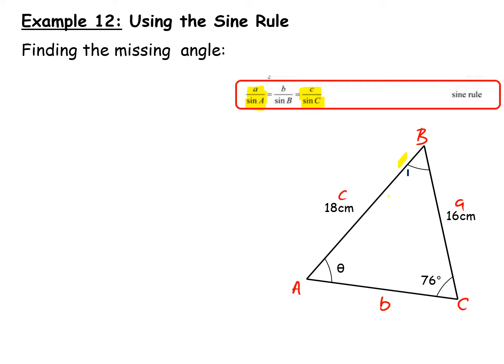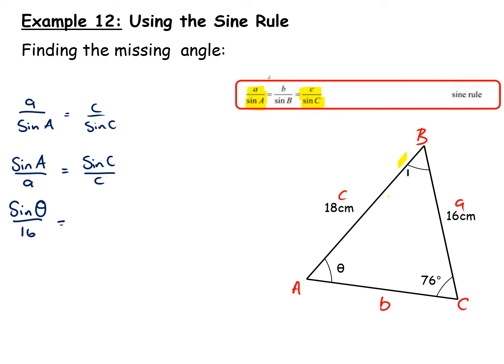The formula as per the log tables is a over sine A is equal to c over sine C, but I'm actually missing angle A. So it would be much easier for me if the thing I didn't know was not on the bottom of the fraction. So I'm going to use the reciprocals and say that the sine of A over a is the same as the sine of C over c. And then I'm going to fill in. So sine of theta over 16 is equal to sine of 76 over c, which is 18.